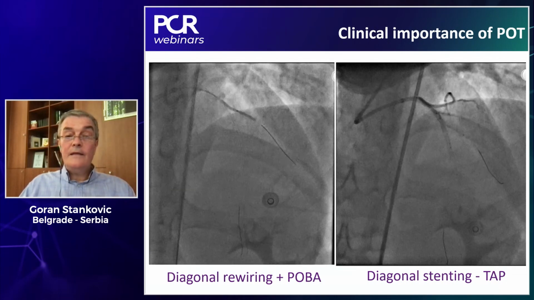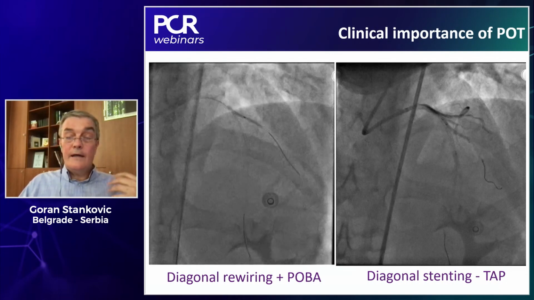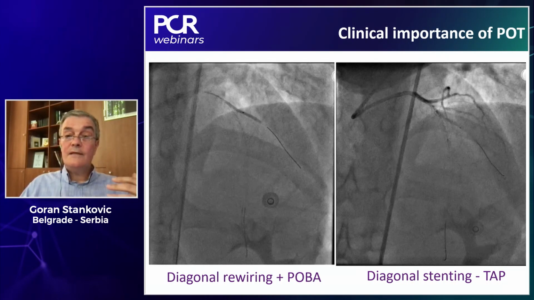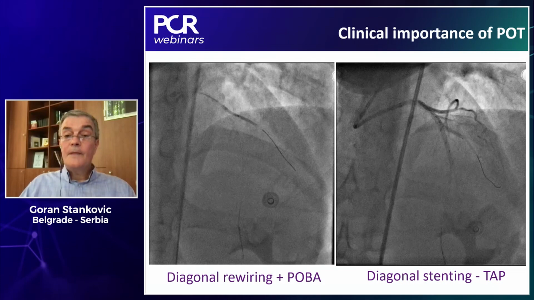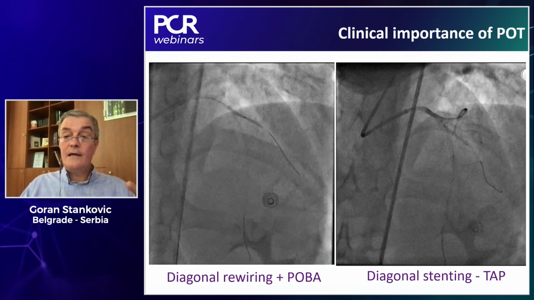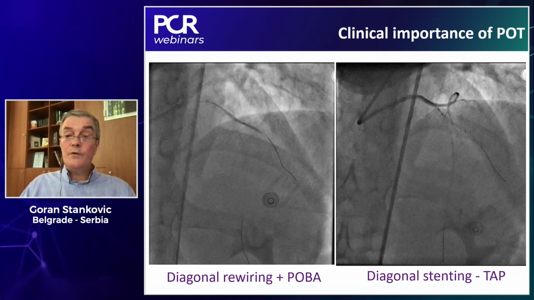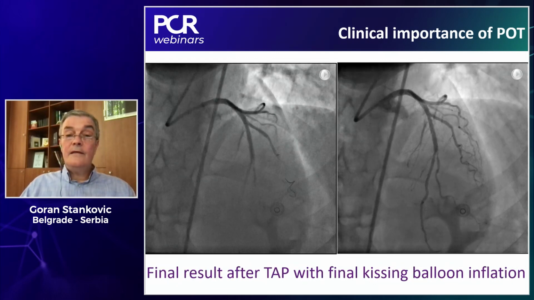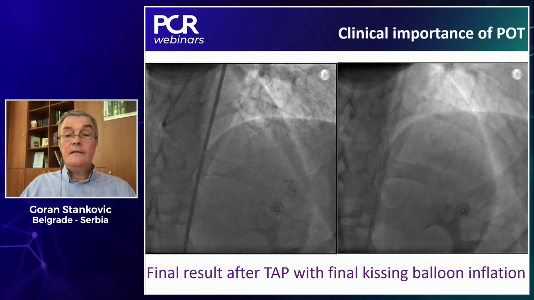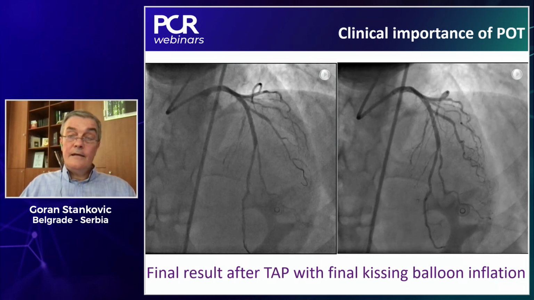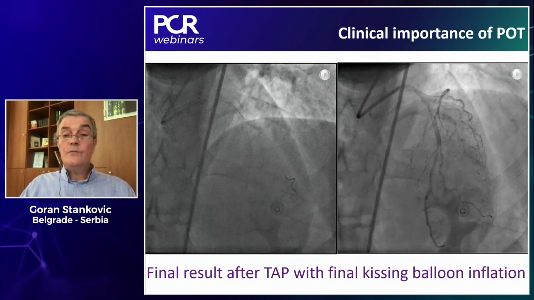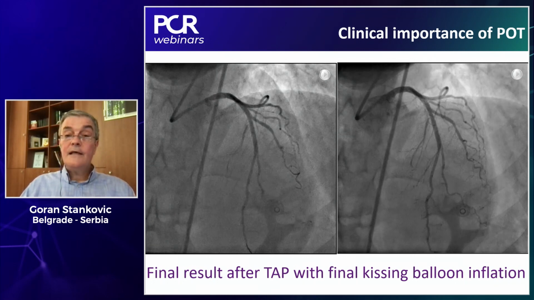We pre-dilated with a balloon. The result, because of the diffuse disease, was not satisfactory, so we decided to do TAP stenting. And this is, you see, the stent in the diagonal, with the balloon positioned inside the LAD stent. And after stenting and kissing, this is, I think, an excellent angiographic result. And we were very happy because we were able to regain the access.